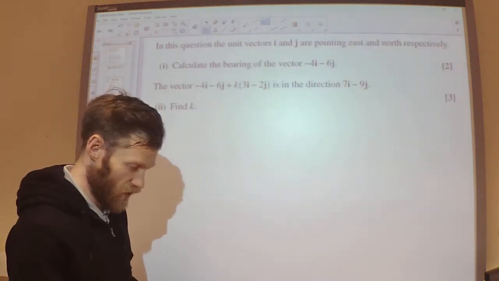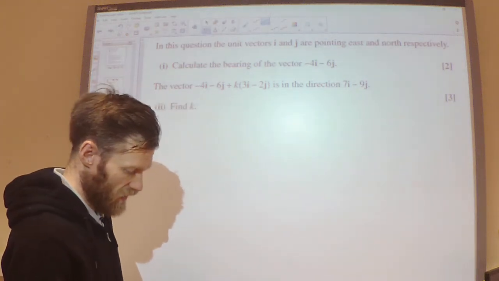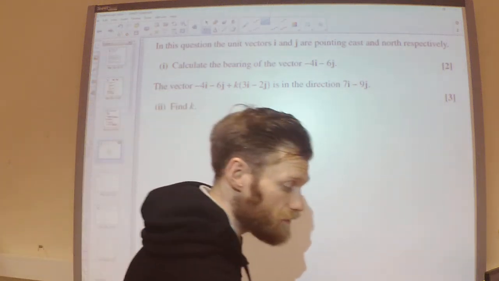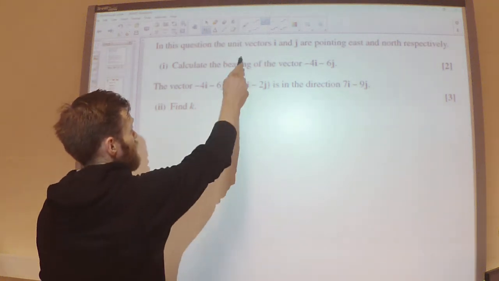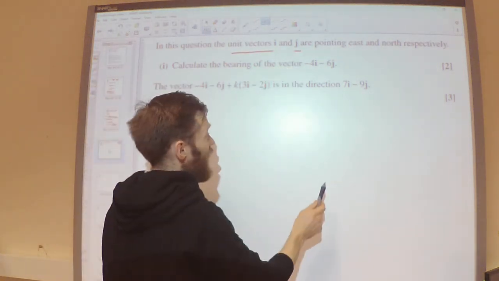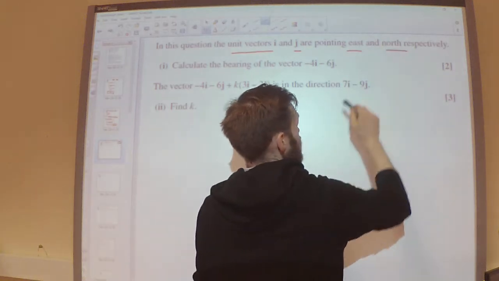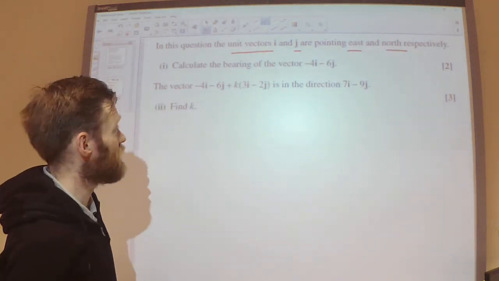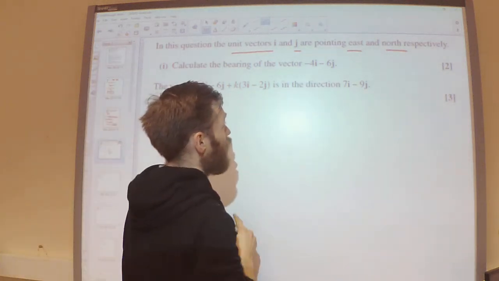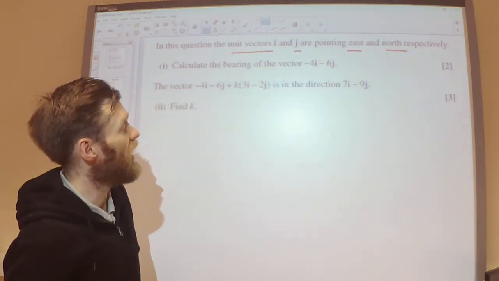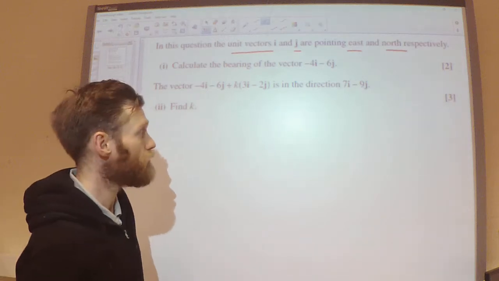Okay, moving on to question 3. I've got a question about bearings. We were told that we have the unit vectors i and j pointing in the east and north direction respectively. We want to calculate the bearing of minus 4i minus 6j.